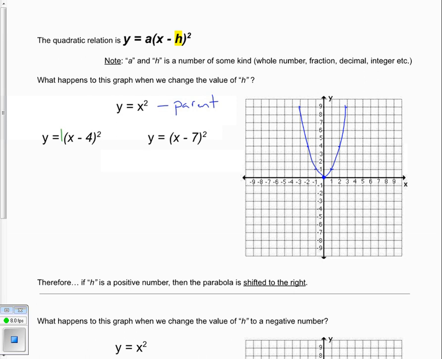We're not changing the shape of the parabola. But instead of having y is equal to x squared, we have y is equal to, in brackets, x minus 4, all squared. Then what happens now? Well, if you have y is equal to x minus 4 all squared, you actually shift the parabola 4 units to the right. Because the shape hasn't changed, we still use our same over-up pattern. So over 2 from the vertex, up 4, over 3 from the vertex, up 9.